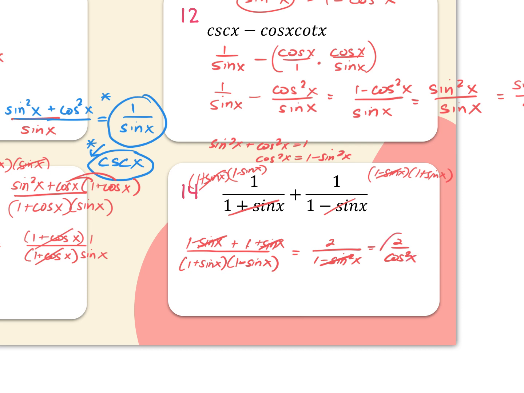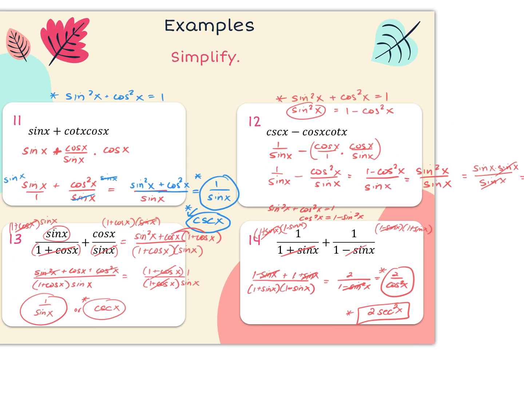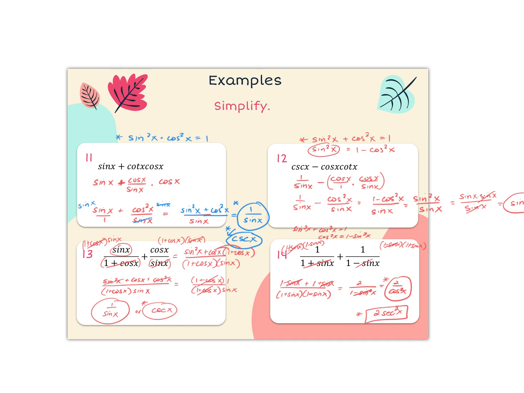And this is valid, right? I also know that 1 over cosecant squared x is equal to secant squared x. So this would be the same as 2 times secant squared x, and that would be another way to write this. Either one is fine, okay? This one's a little tricky.